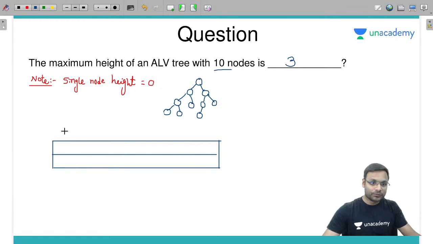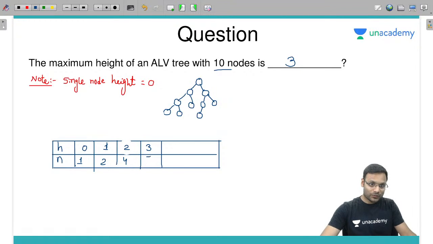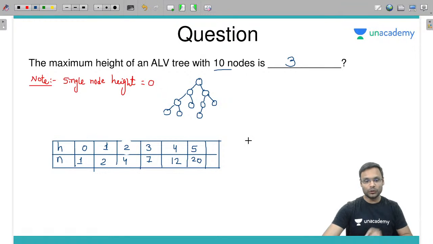Answer is 3. For this one, I have actually given you a table if you remember. Initially with height 0 number of nodes 1, with height 1 number of nodes 2, then for height 2, 1 plus 2 plus 1, 4. For height 3, the minimum number of nodes required is 4 plus 2, 6 plus 1, 7. For height 4, you need to have 7 plus 4, 11 plus 1, 12 nodes. For height 5, you need minimum nodes 12 plus 7, 19 plus 1, 20 nodes. Like this. Correct.